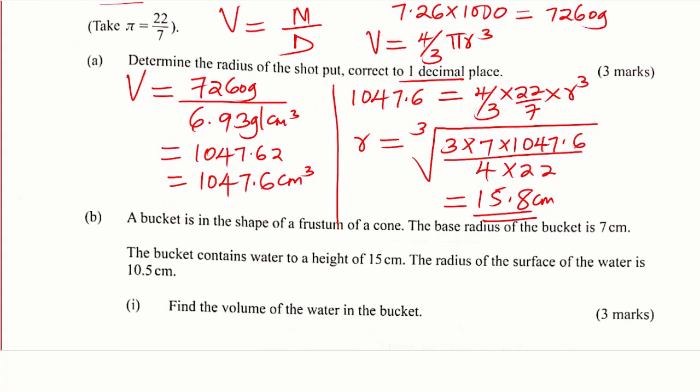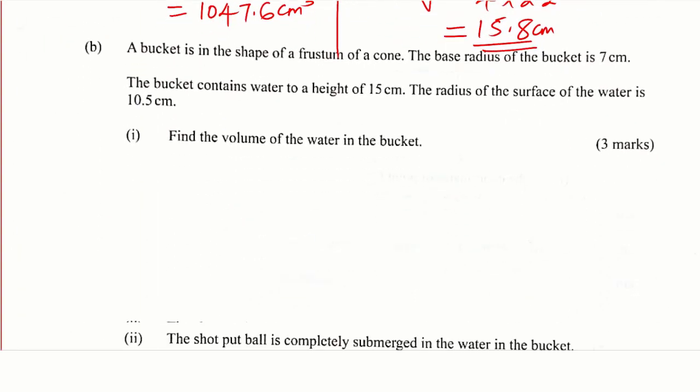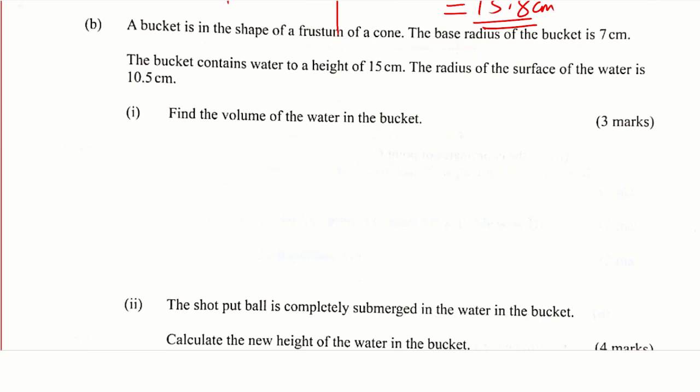Part B. A bucket is in the shape of a frustum of a cone. The base radius of the bucket is 7 centimeters. The bucket contains water to a height of 15 centimeters. The radius of the surface of the water is 10.5. Find the volume of the water in the bucket.